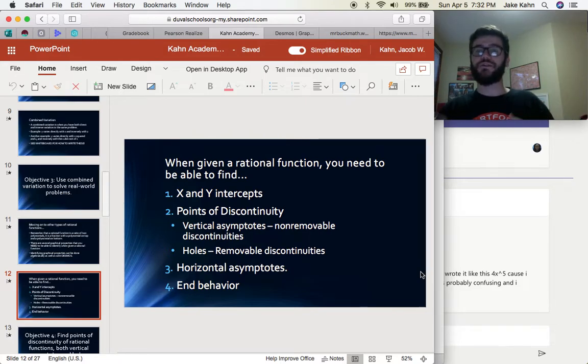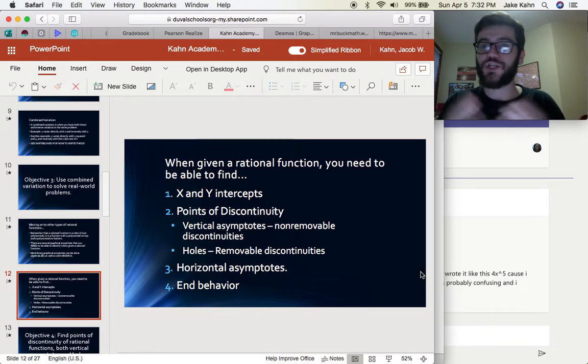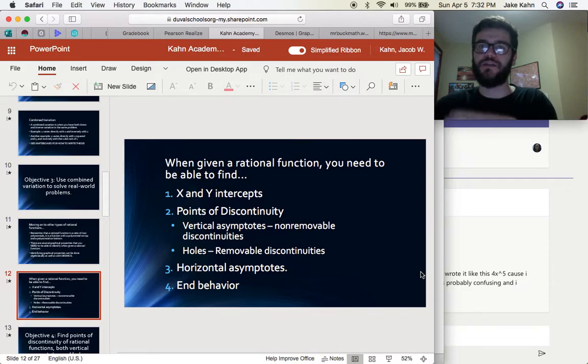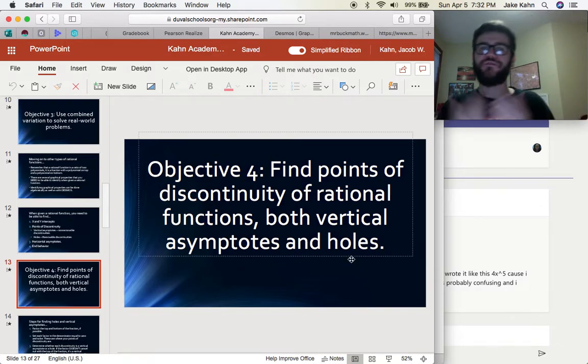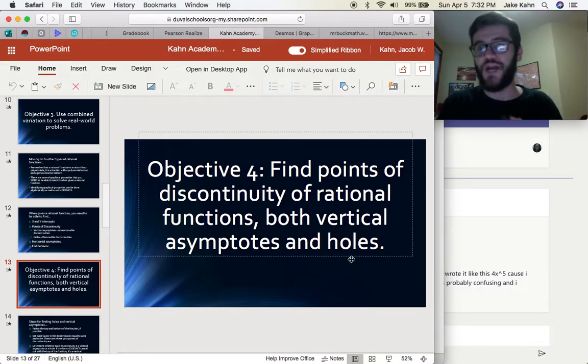So what we're going to do now is we're going to look at some rational functions. We are going to determine their properties, and then once we have done that by hand, we are going to confirm that our predictions match what we actually see on the graph. That brings us to objective 4 out of 5, which is find the points of discontinuity of rational functions. We are going to find both vertical asymptotes and holes. They're both points of discontinuity. Holes are called removable discontinuities, and vertical asymptotes are called non-removable discontinuities.